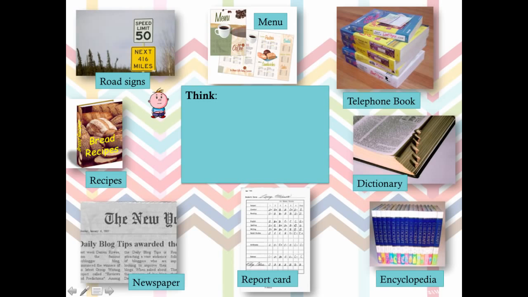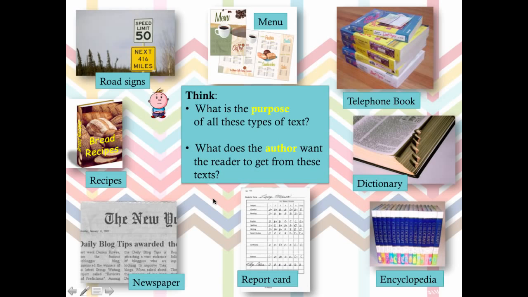Telephone book so that we can look up phone numbers, and a menu at a restaurant so that you can look at it and see the prices and the different kinds of food they serve. So let's think, what is the purpose of all these types of texts? What does the author want the reader to get from these texts?